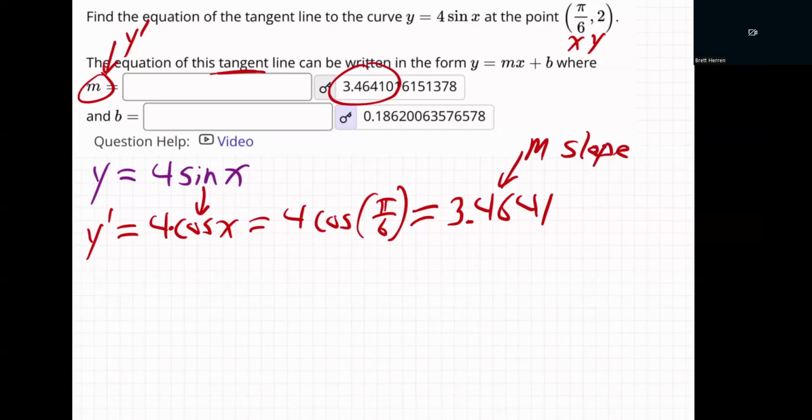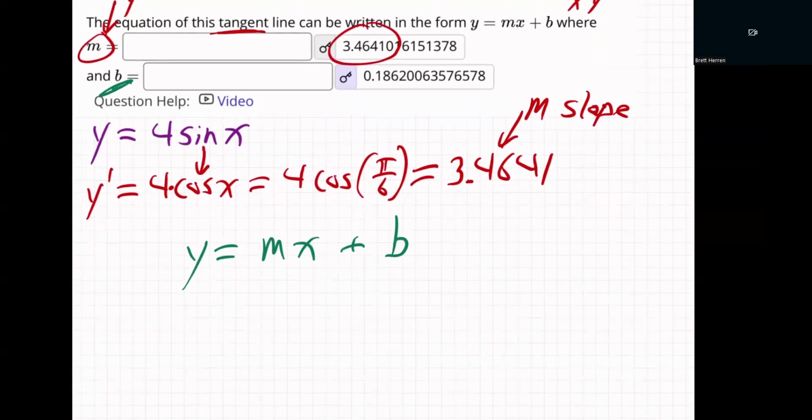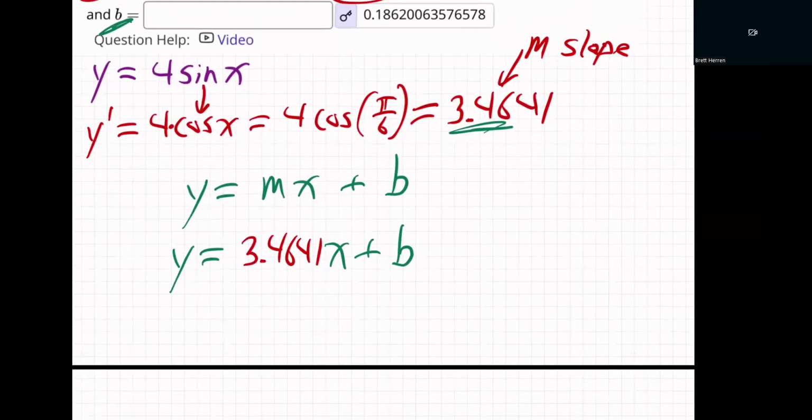Okay, now we've got the equation y equals mx plus b. We've got to find the b. How do we do that? Well, y equals, we've got the m. This is the m, so put that in there. 3.4641 x plus b.